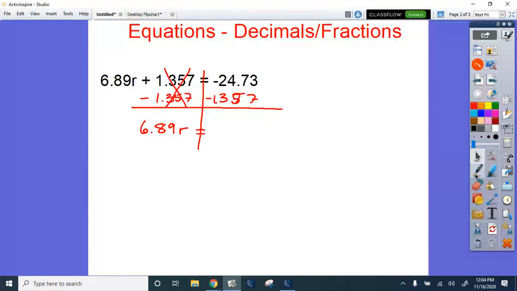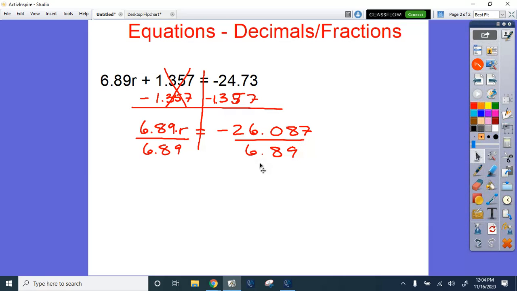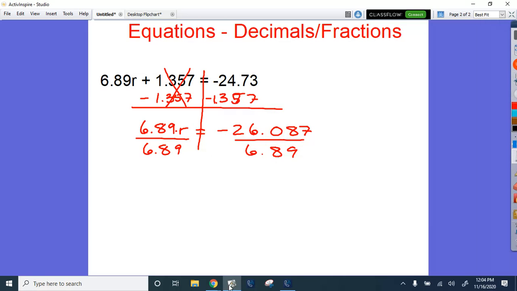Okay, so I'm just going to write that in. And now we're solving for 1r, so we want to get, this is 6.89 times r, so we want to solve for 1r by dividing both sides by 6.89. And here's the beauty of using Desmos. What I'm going to do right now is I just have to divide this value by 6.89.